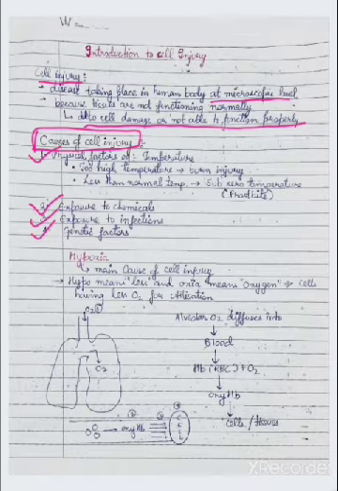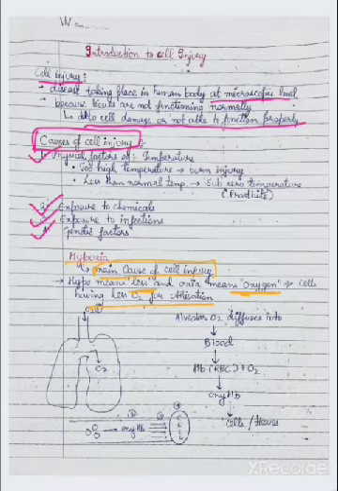Now let's move on to hypoxia. Hypoxia means decreased oxygen, and it is a main cause of cell injury. So hypo means less and oxia means oxygen. So cells having less oxygen for utilization is hypoxia.